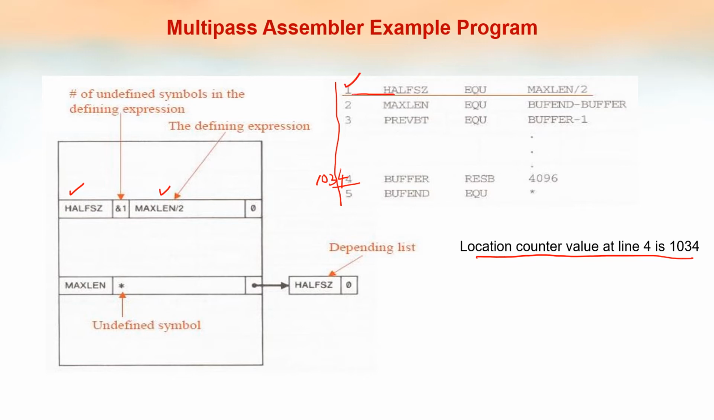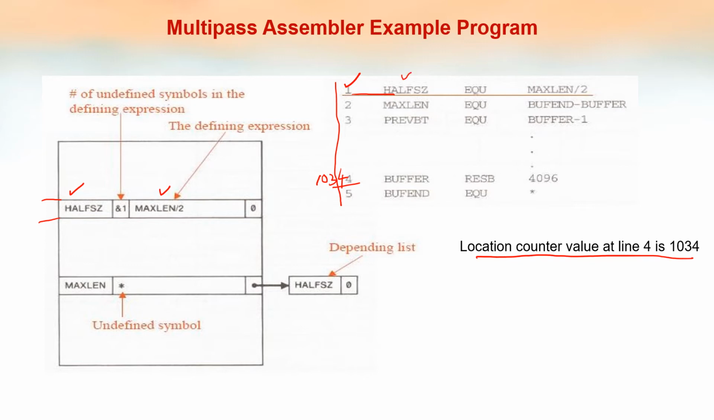So consider the processing of the first line. Half a set is a symbol. Half a set EQU max LEN divided by 2. The definition of this symbol is max LEN by 2. In the symbol table, we have to draw the symbol table and write this one row. First, we only think about the first line.